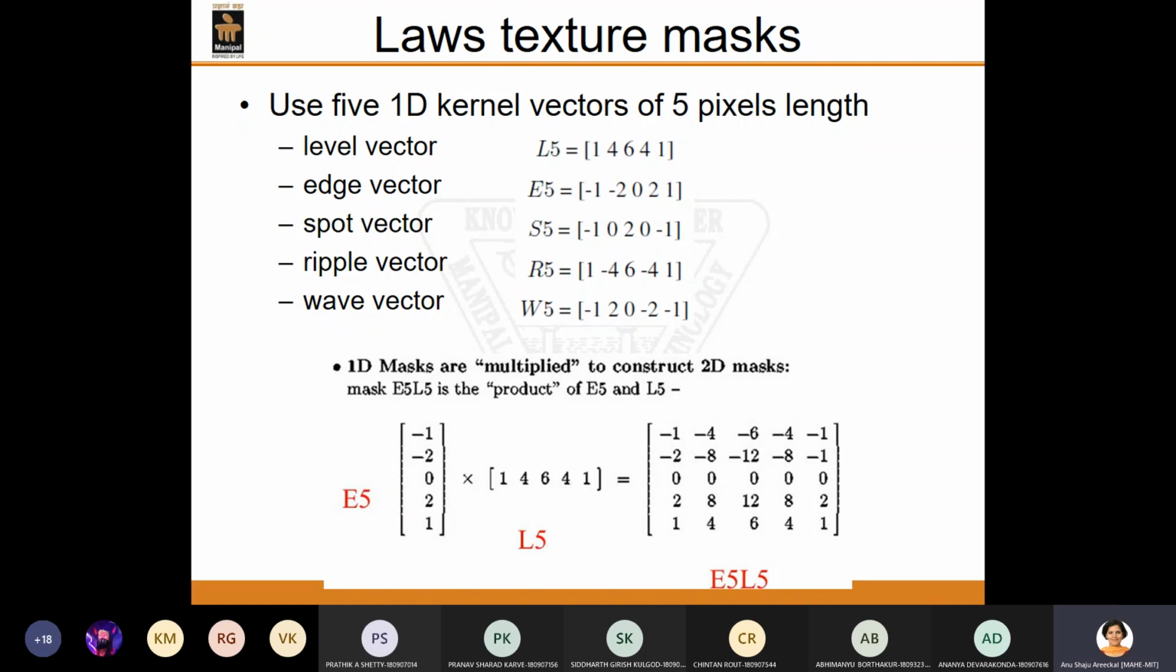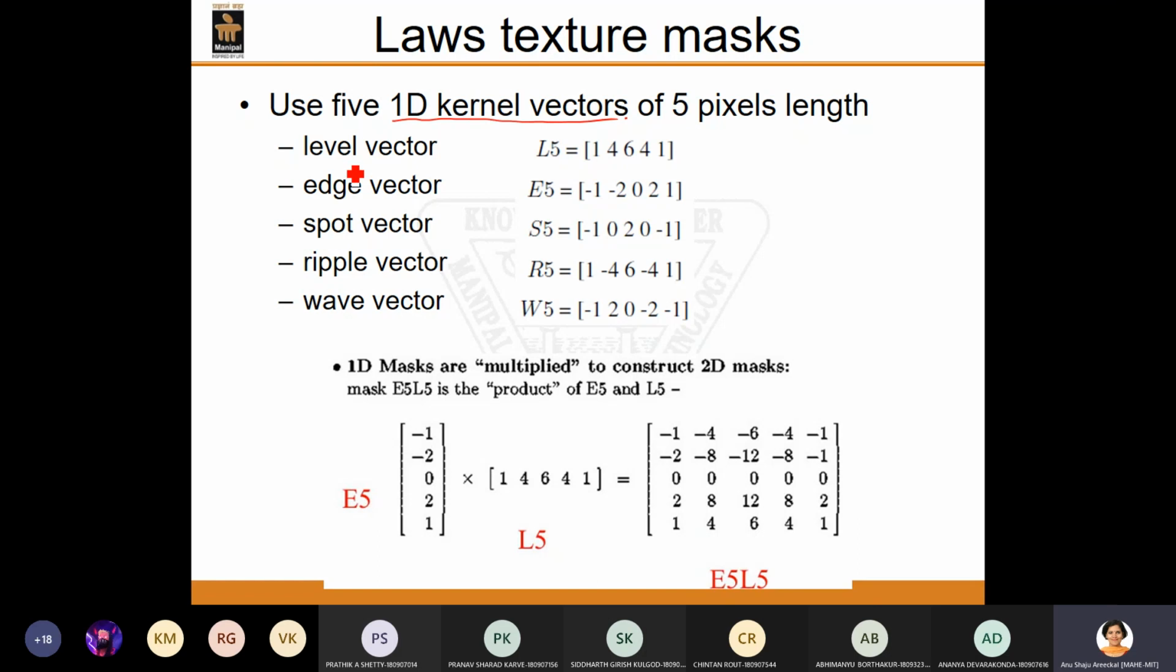Okay, so another texture method you have is the Laws texture mask. Now, this is also quite popular, but not as popular as GLCM and GLRLM, but still it is a popular texture feature extraction method. Now, in this method, five one-dimensional kernel vectors are initially defined.